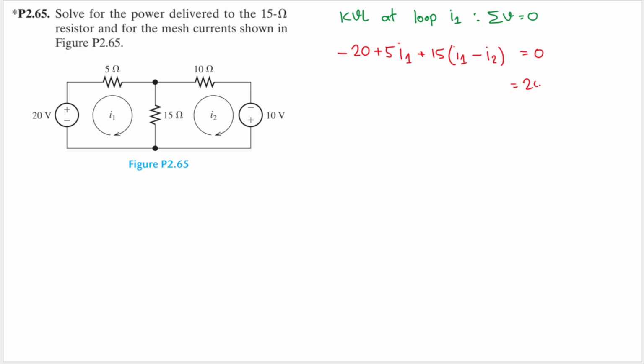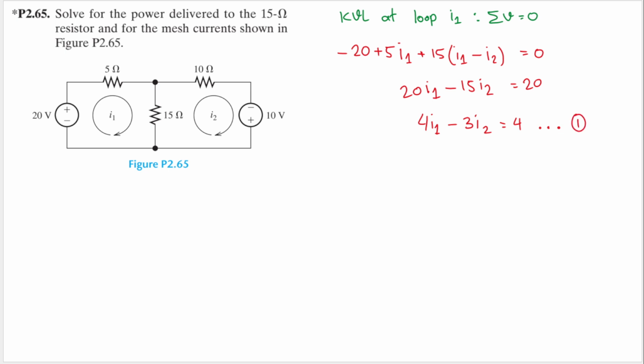Let's move this 20 to the right hand side. So I have 20 here. And so we will have 5 plus 15, so we will have 20 I1, and then minus 15 I2. That will equal 20. Maybe let's divide both sides by 5. So I will have 4 I1 minus 3 I2 is equal to 4. And I don't think we can do anything further here. So let's have this as equation number 1.